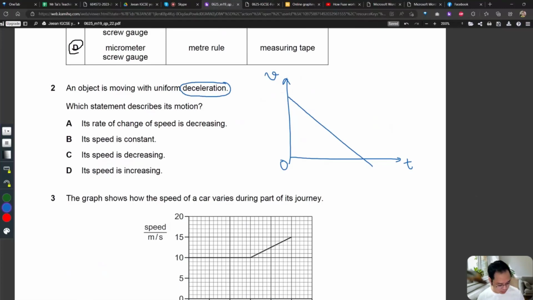Please circle that, C. You got it, right? The word deceleration is the opposite of acceleration. When you accelerate, the velocity goes like this, and the downward part here is decelerating, decreasing the speed, the velocity. Answer C.